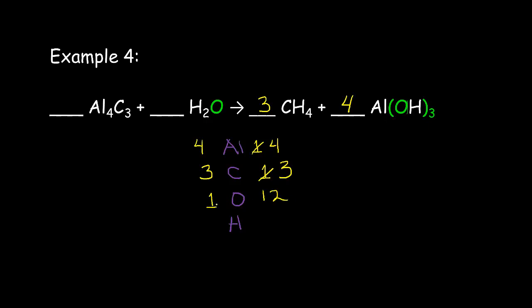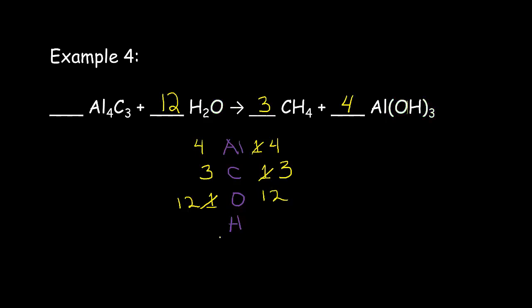Oxygens are not balanced. It appears that we have created 11 oxygens, which we know we cannot do. We can't start with 1 and end up with 12. So we need to have 12 oxygens on our reactant side. So what I'm going to do here, the only numbers we can change are our coefficients. So I'm going to put a 12 in front. Okay, now we have 12 oxygens. We are now balanced with that.